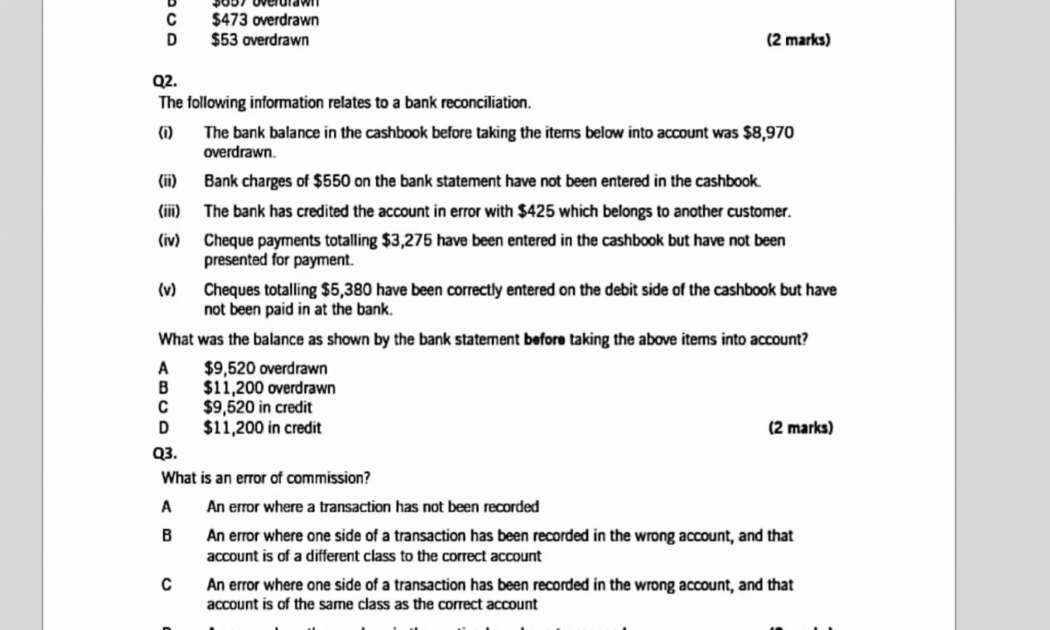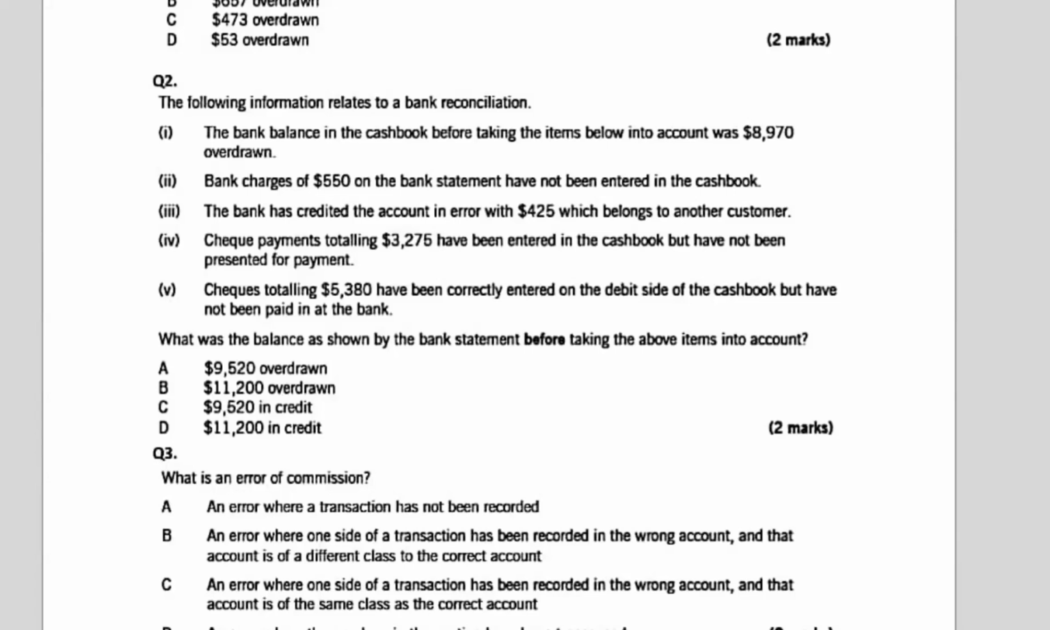Okay. Yeah, so the answer is 9,520 because on the cash book, it was showing 8,970. So without the bank charges, if we had the bank charges to give us 9,520, because these other figures were not supposed to be on the statement. Okay. What is 8,970 plus 550? 9,520. Okay. So just as explained, yeah.